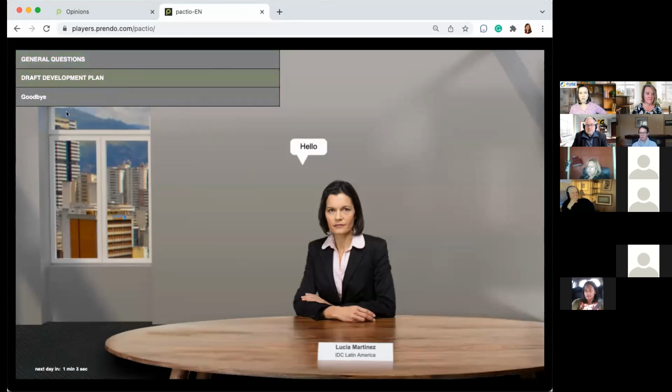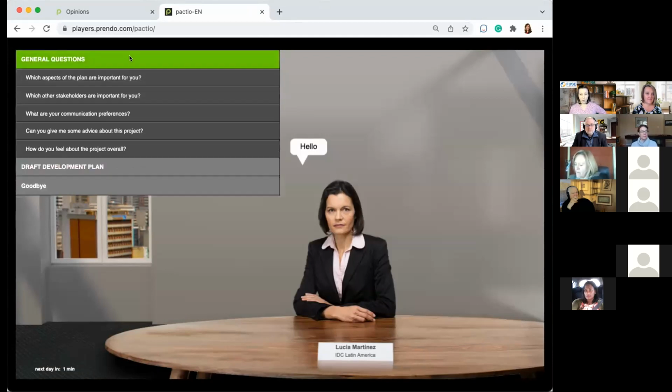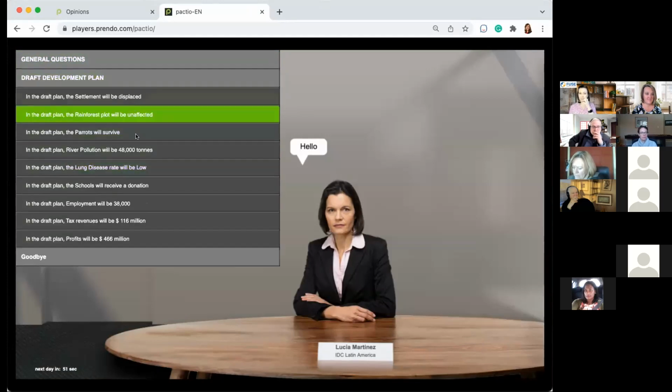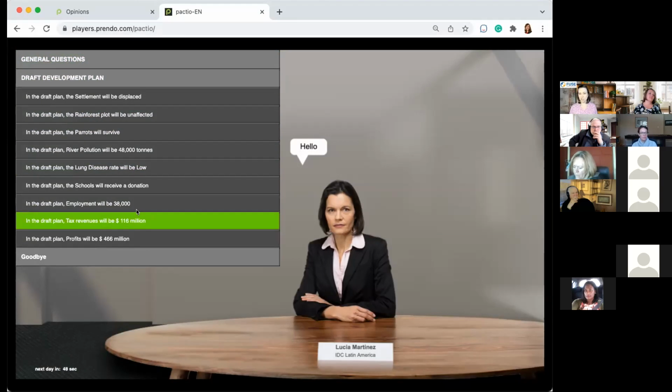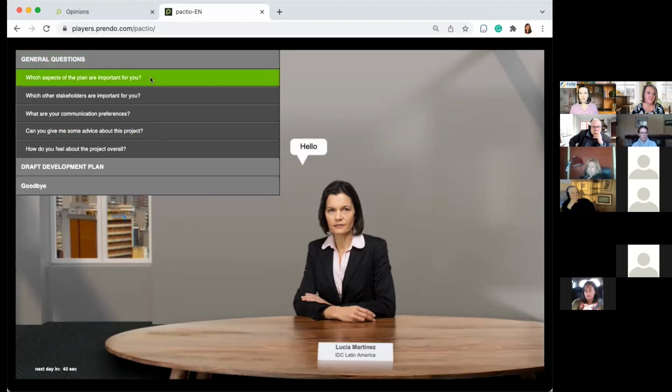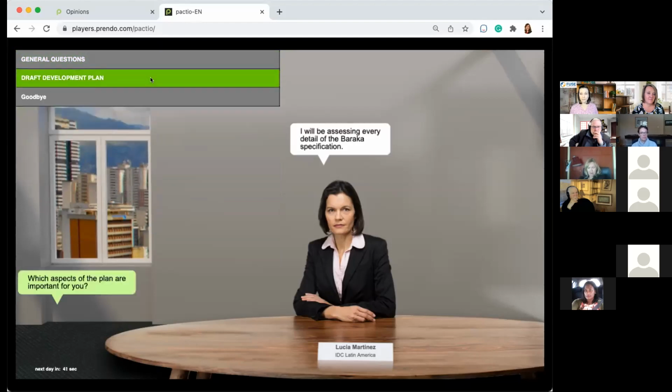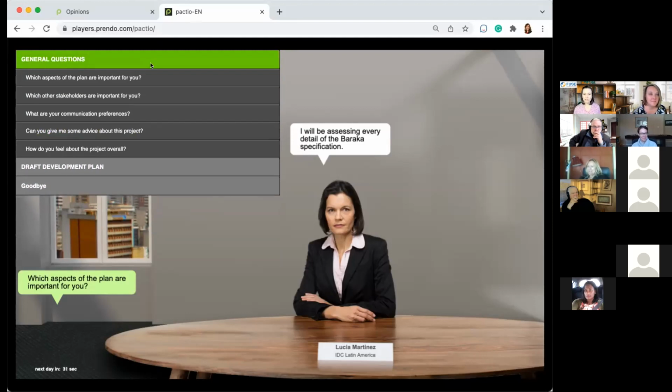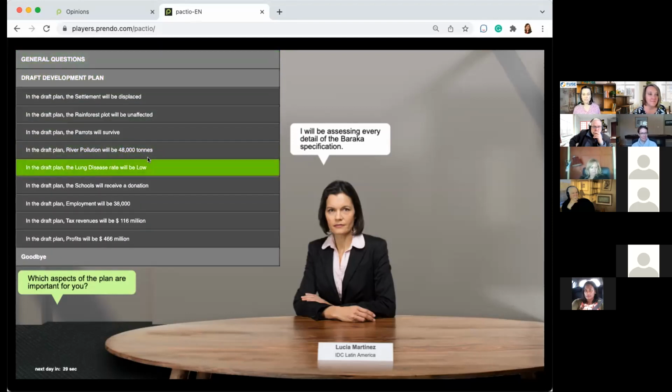So all of the options in the simulation are drop down. So there's no free typing, but they change throughout the simulation. So as you interact with people and as you change things in your development plan, options change, all right? So maybe at the beginning, we want to be asking her things like what aspects of the plan are important to her. So every detail. Okay, so she wants to know about everything. Does anybody else want to ask any specific questions or tell Lucia anything here?